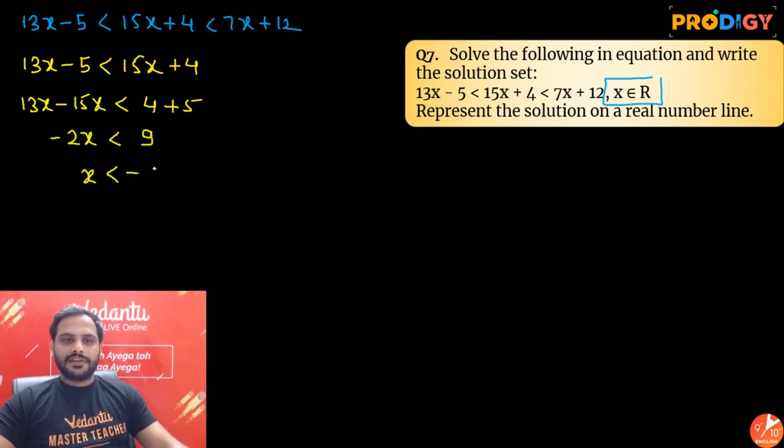So x is less than, now see, it is a simple thing here beta. Now minus 2 is there. Minus 2 I have to shift over there in division. So it will become 9 upon minus 2. If I am shifting a negative number in division, a negative number is transferred, that is why I will change the sign. So now I have got x is greater than 9 upon minus 2, which is equal to minus 4.5.